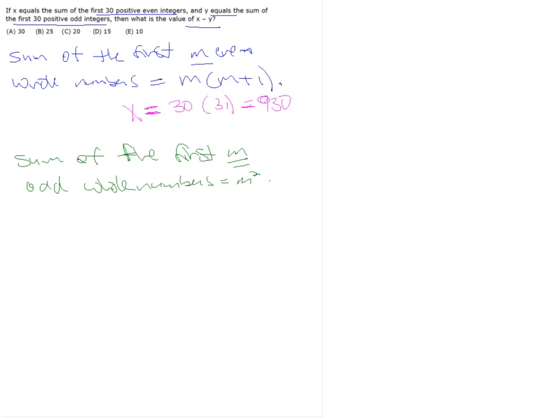So therefore, the sum of the first 30 positive odd integers, which is y, well, y is simply equal to 30 squared, which is 900. Okay, so x minus y is a gravy train, right? It's 930 minus 900, which is equal to 30. Answer choice A.